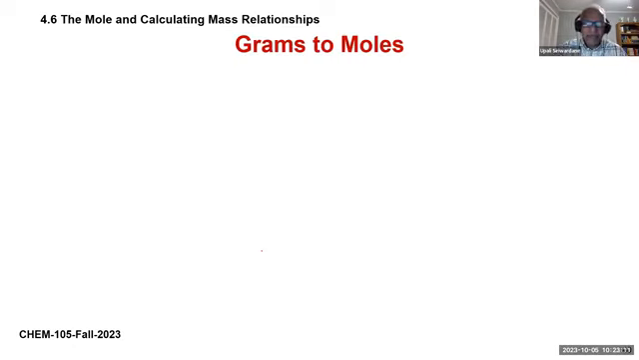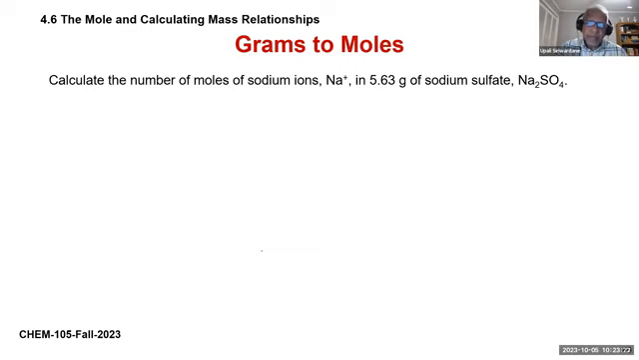How do we convert grams to moles? We already talked about it. Grams divided by molar mass or formula weight gives you the number of moles. To calculate the moles of sodium ions in 5.63 grams of sodium sulfate, that's the formula.